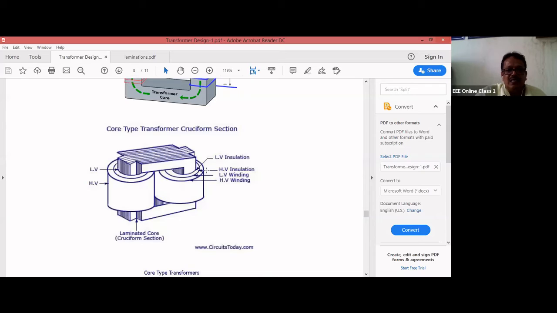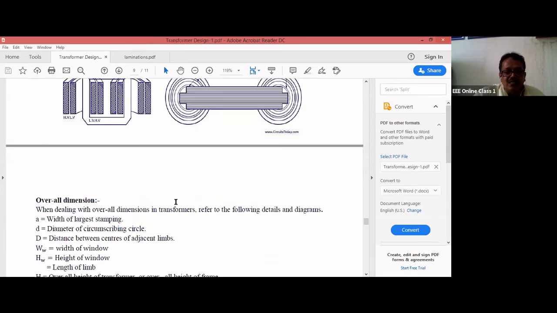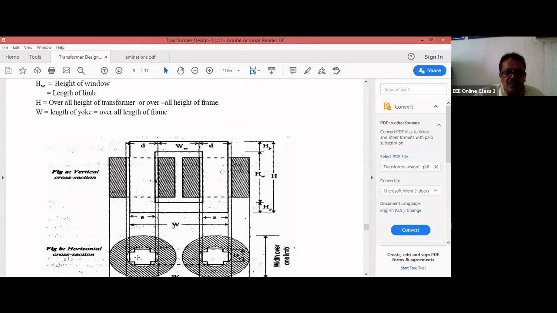Okay, what I explained, same thing. See here, the depth of the yoke. From here, depth of the yoke will be equal to depth of the core, and depth of the core will be equal to width of largest stamping. Width of largest stamping means nothing but this one. This is the width of largest stamping, that will be equal to A.